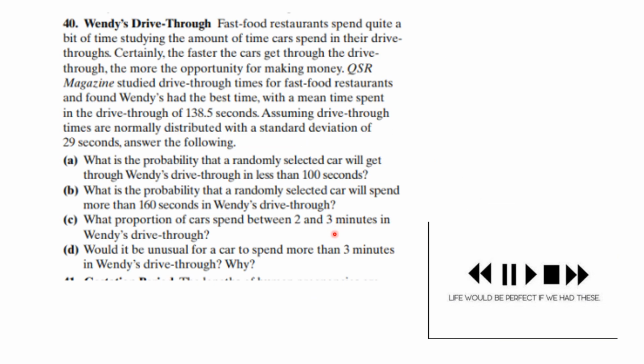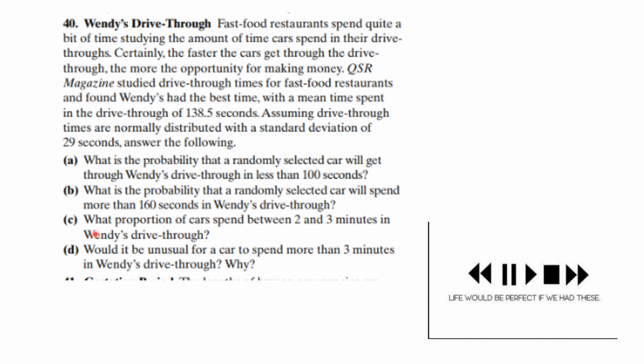Here is a word problem for us to look at. This is Wendy's drive-thru, and they're telling us that Wendy's drive-thru has, first of all, it's normally distributed. It has a mean drive-thru of 138.5 seconds. It's normally distributed, and the standard deviation is 29 seconds. They ask you a question, what is the probability a car will get through in less than 100 seconds? What's the probability it'll take them more than 160 seconds? What fraction of the cars, what proportion of the cars will spend between 2 and 3 minutes?